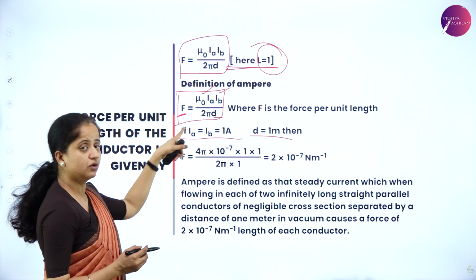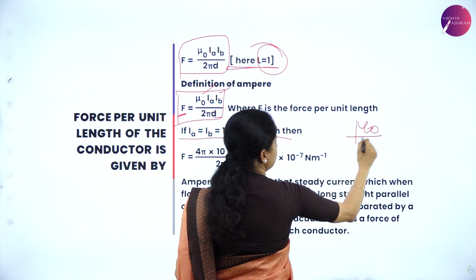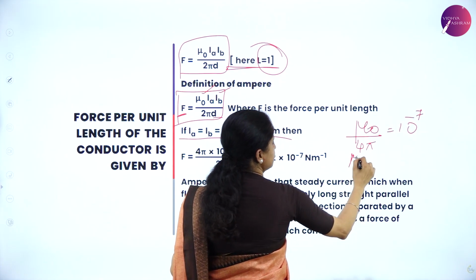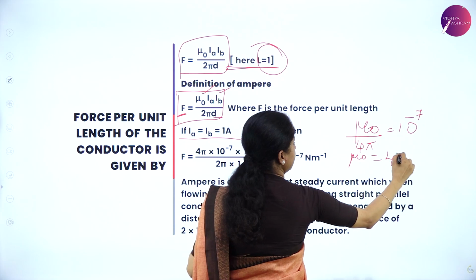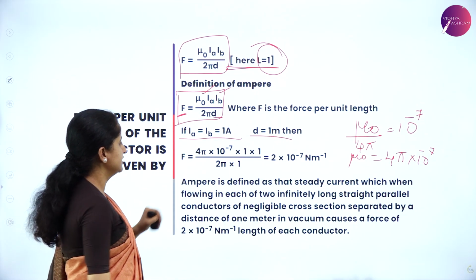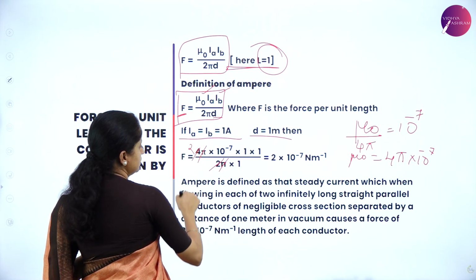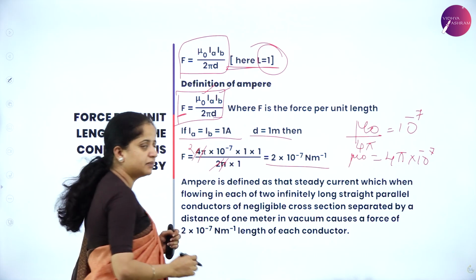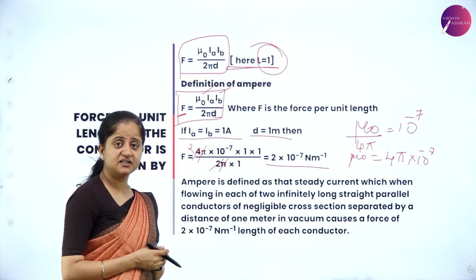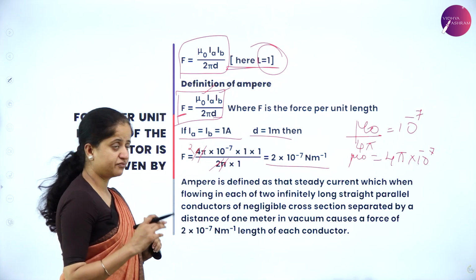How do we get this 4 pi into 10 power minus 7? Because we know the value of mu naught by 4 pi is equal to 10 power minus 7, and we just want mu naught, which is 4 pi into 10 power minus 7. So now with the help of this, you can just solve. Pi and pi get cancelled, 2 and 2 get cancelled, and we remain with 2 into 10 power minus 7 Newton per meter. Now it is helpful for us to define what is 1 ampere.